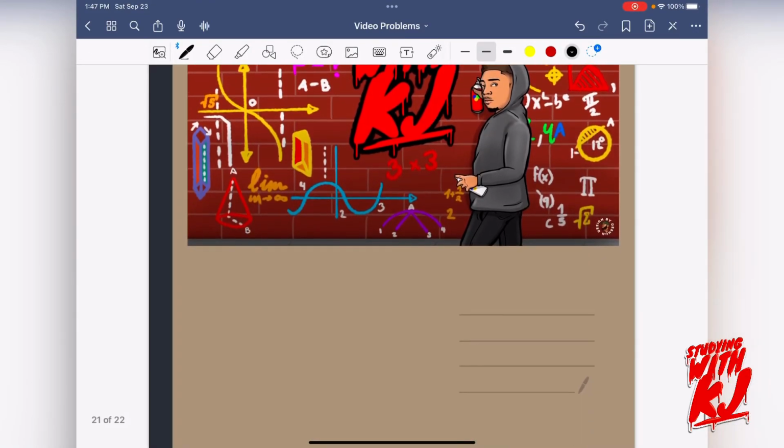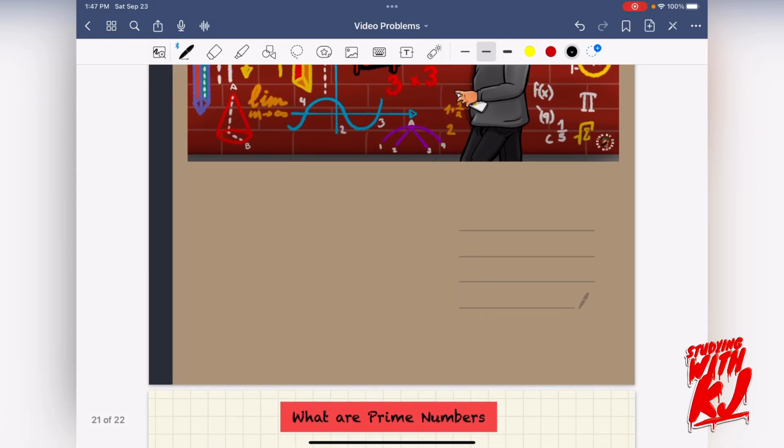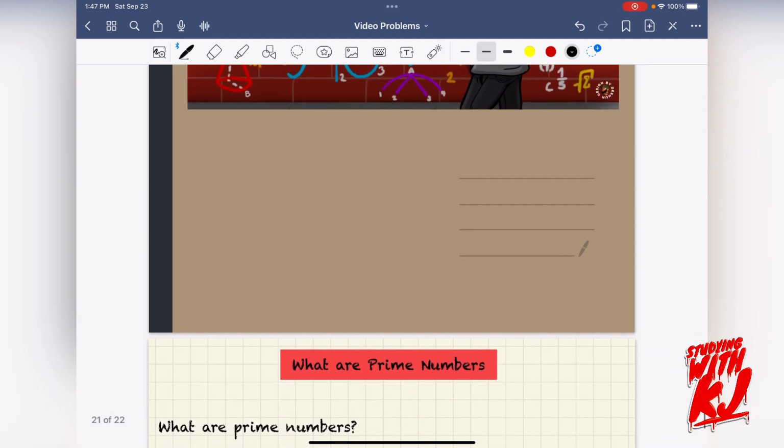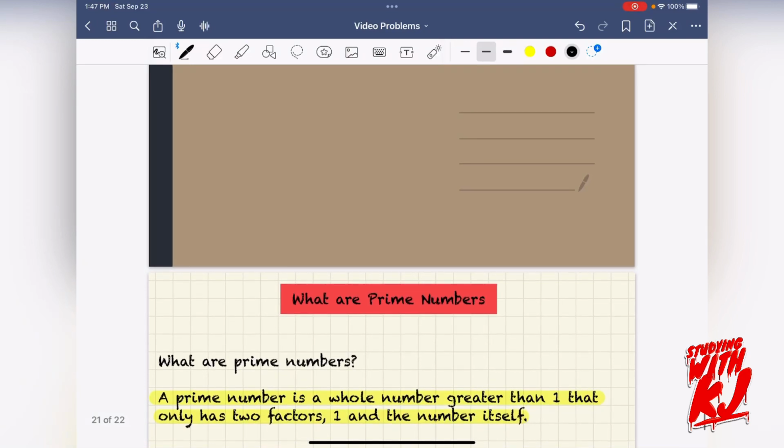Today, we'll be going over what are prime numbers. Now, before we get into solving some example problems, we must first understand the definition of a prime number. And I have that definition written here. So, what are prime numbers? A prime number is a whole number greater than 1 that only has two factors, 1 and the number itself.